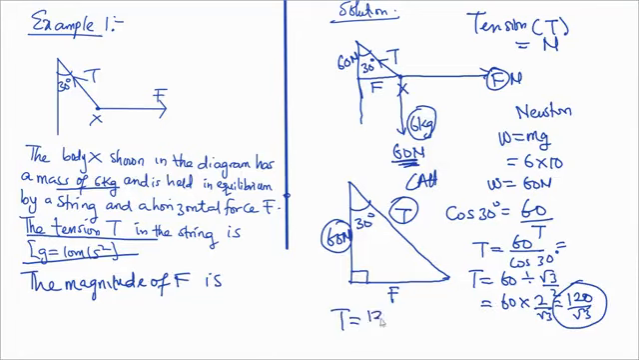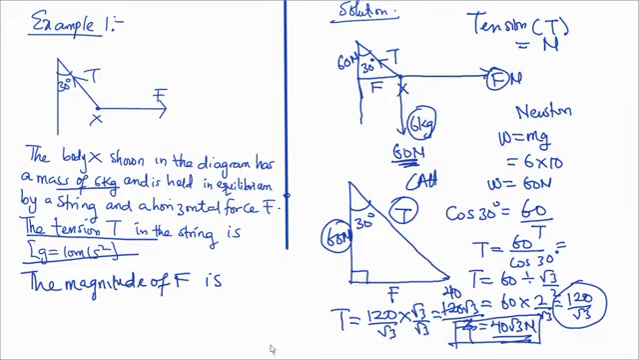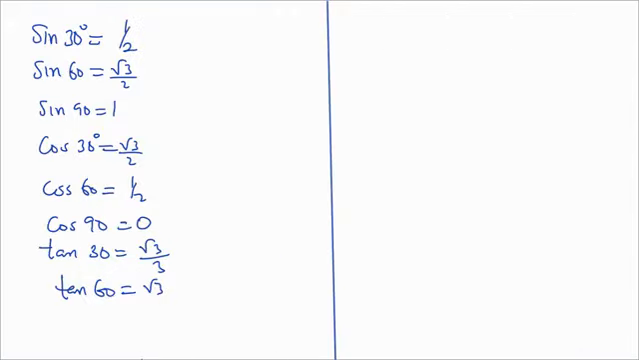So our T is what? 120 over root 3. How do you rationalize? You multiply through by root 3. That will be 120 root 3 over root 3 times root 3. So that's 3. So we now have what? 3 into 120. So that's 40. So our answer is 40 root 3 Newton. So that's our final answer. I hope you see it now. So that's how to solve without using a calculator.